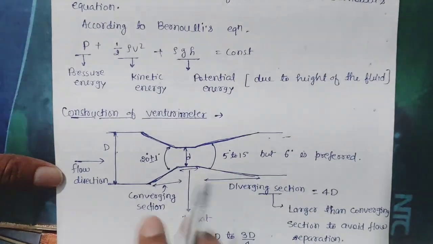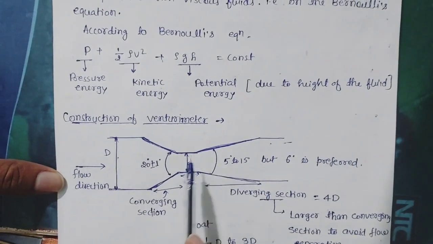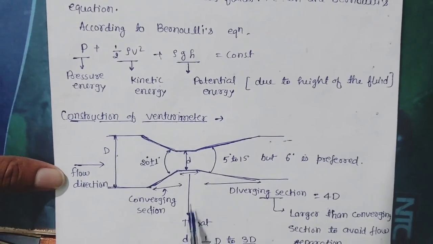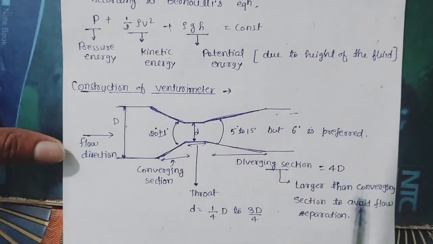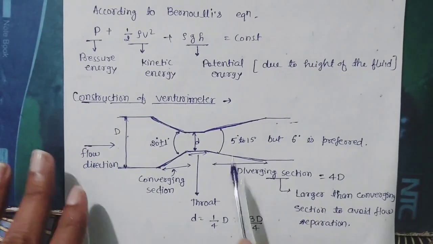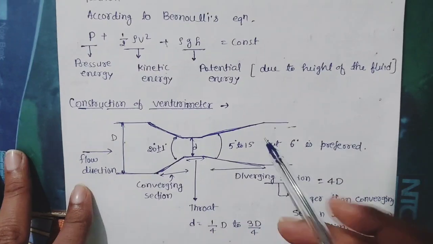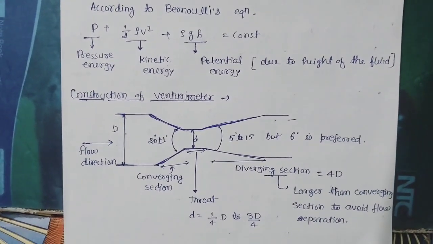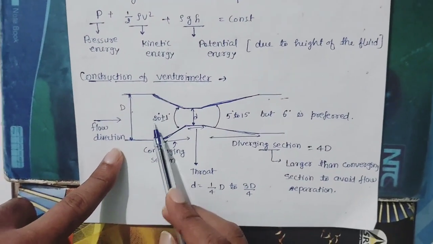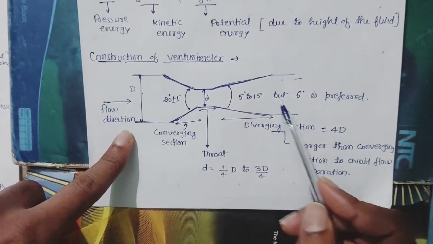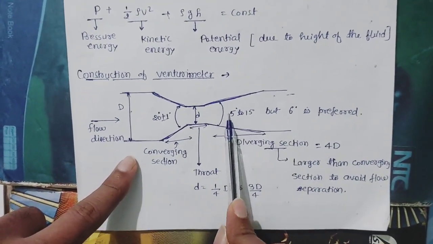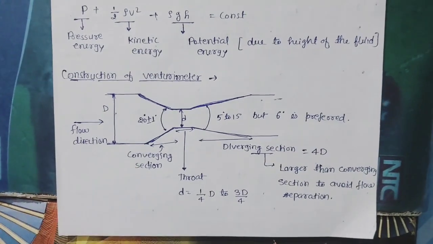Construction of the Venturimeter. A Venturimeter consists of three sections. First is the converging section, second is the throat, and third is the diverging section. In the converging section the area is decreasing, in the throat the area is constant, and in the diverging section the area is increasing. The converging angle is about 20 plus minus 1 degree, and the diverging angle is 5 to 15 degrees, but 6 degrees is preferred.